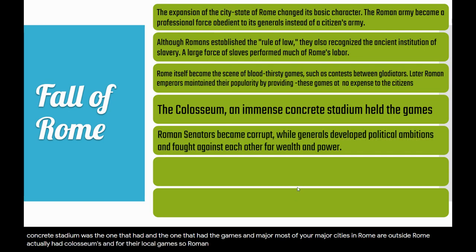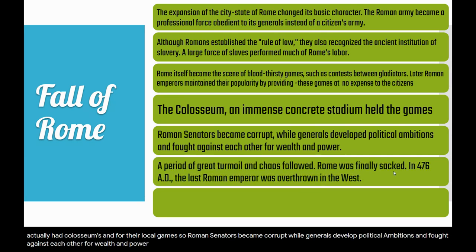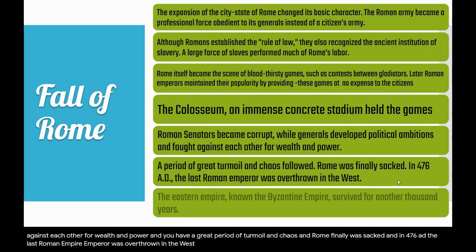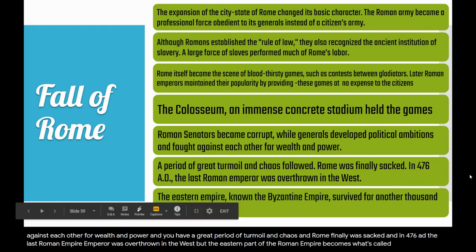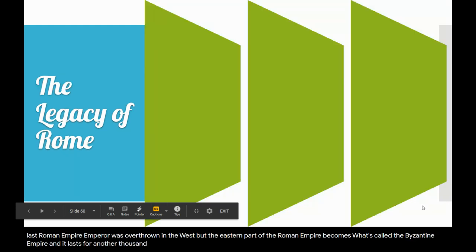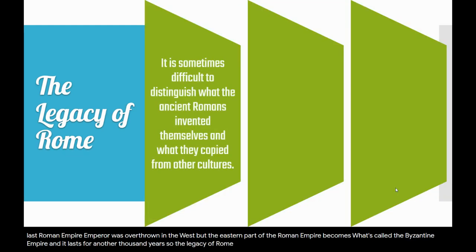So Roman senators became corrupt, while generals developed political ambitions and fought against each other for wealth and power. And you have a great period of turmoil and chaos, and Rome finally was sacked. And in 476 AD, the last Roman emperor was overthrown in the West. But the eastern part of the Roman Empire becomes what's called the Byzantine Empire, and it lasts for another 1,000 years.